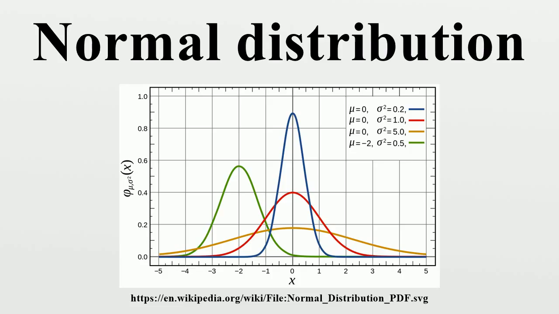Its density has two inflection points, located one standard deviation away from the mean, namely at x equals mu minus sigma and x equals mu plus sigma. Its density is log concave. Its density is infinitely differentiable, indeed supersmooth of order 2. Its second derivative f'' is equal to its derivative with respect to its variance sigma squared.